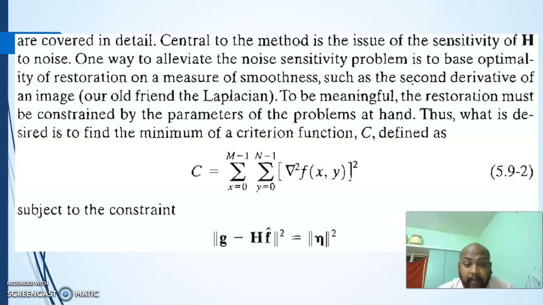Thus, what is desired is to find the minimum of a criterion function C defined as C equals the summation over x equal to 0 to M minus 1 and y equal to 0 to N minus 1, which is the range of all the pixel values in the image, of the second derivative, the Laplacian, of f. This gives an in-depth analysis of the image noise, and with that we can find the constraint.